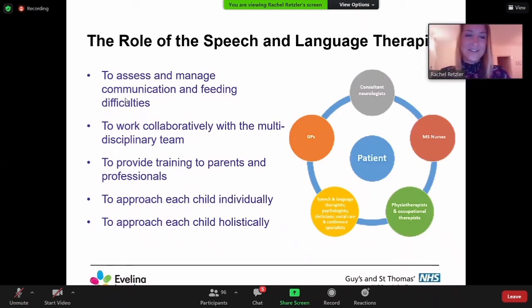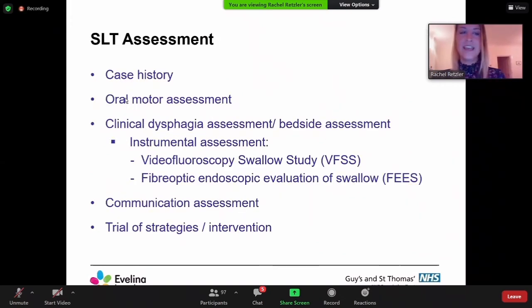So what is the role of the SLT in all of this, you might think? The SLTs, we assess and manage communication and feeding difficulties. We always work collaboratively with our multidisciplinary team. We strive to provide training to parents and other professionals, and we always approach each child individually and holistically, as we all do. For our SLT assessment, we want to look at case history, oral motor assessment, clinical dysphagia, the bedside clinical assessment, as well as instrumental assessments such as video fluoroscopy and FEES, communication assessment, and trialing strategies and interventions.